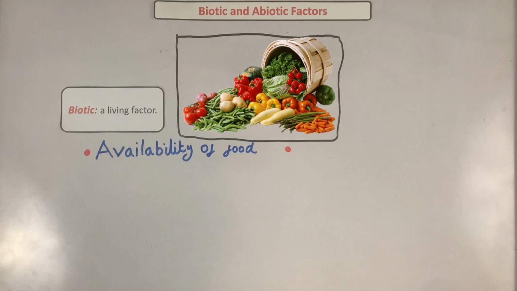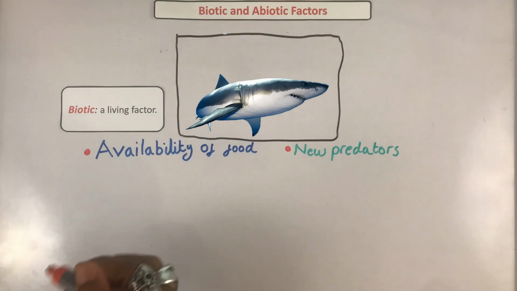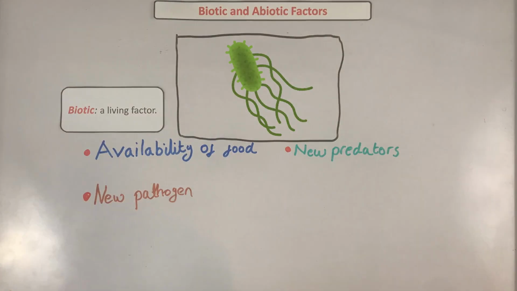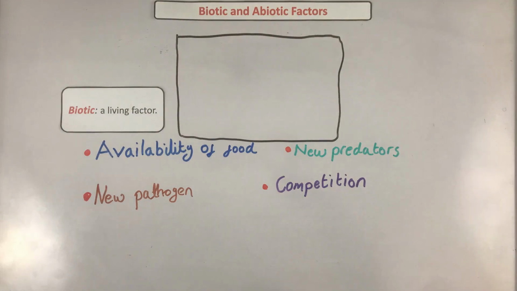The second is new predators arriving. The higher the number of predators, the lower the population. The third is the number of new pathogens arriving. Pathogens are microbes that cause diseases, so the higher the number of pathogens, the lower the population. And finally, the competition by other organisms or species. The higher the competition, the lower the population. I'll break down the different types of competition in a later video.